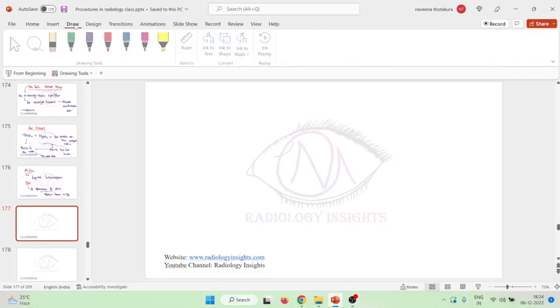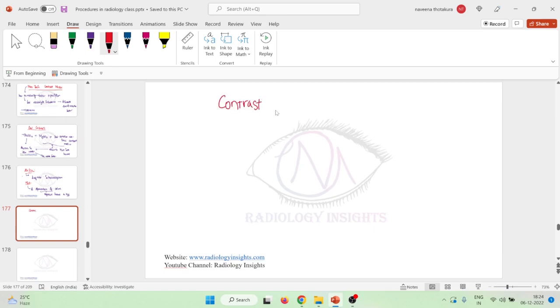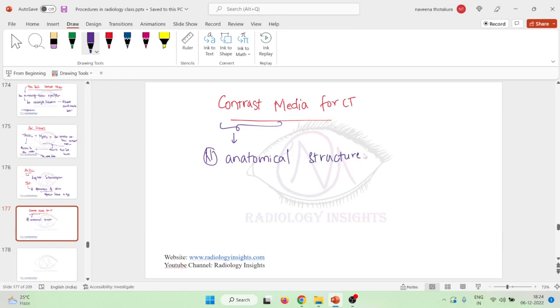Contrast media for CT in GIT. Hello friends, let us now learn some important contrast media which are used for CT in the diagnosis of gastrointestinal diseases. The main reason for using this contrast media is to differentiate the normal anatomical structures from the abnormal or pathological structures, which should be identified with the help of this contrast media.